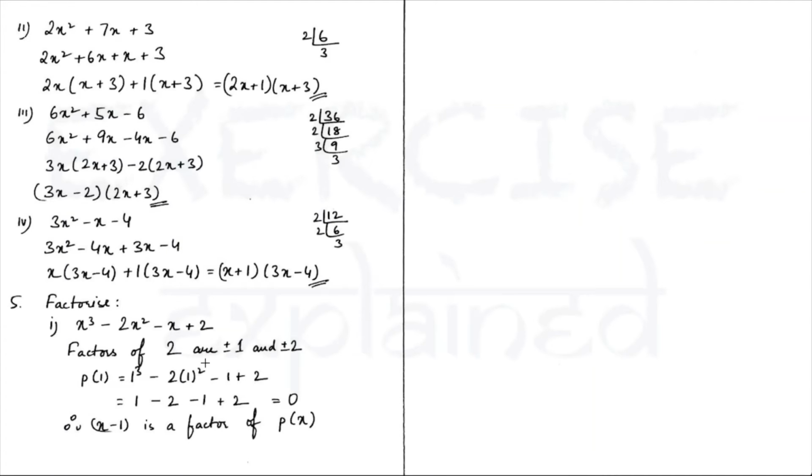What I do is, 1 cube I take it as 1, so 1 cube minus 2 into 1 square minus 1 plus 2. So what I get is 1 minus 2 minus 1 plus 2. So here 1 plus 2 is 3, and minus 2 minus 1 is minus 3. So plus 3 and minus 3 cancel, and what I get is 0. Now see, we have got 0 for 1. That means for x equal to 1, we get 0. So if I take 1 to the other side, what I get is x minus 1 equal to 0. So we can write here that x minus 1 is a factor of p of x.